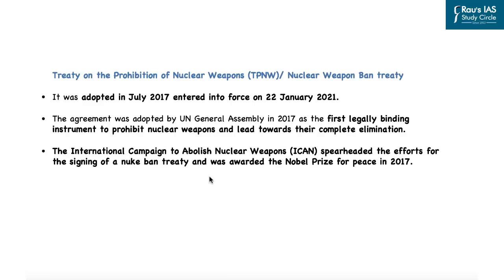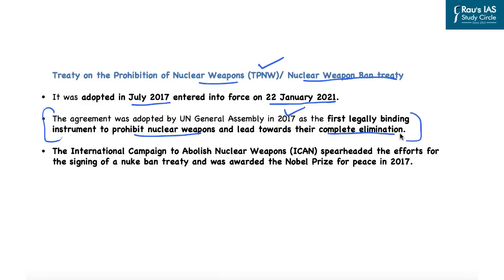Now, when progress was not being witnessed under the NPT framework related to nuclear disarmament, which is also one of the objectives of the NPT treaty, the non-nuclear weapon countries had negotiated a treaty on prohibition of nuclear weapons, or the Nuclear Weapon Ban Treaty as it is called commonly. This treaty was adopted in July 2017 and it entered into force on 22nd January 2021. This agreement was adopted by the UN General Assembly in 2017 and it is seen as the first legally binding instrument to prohibit nuclear weapons, and it will lead towards their complete elimination in the near future.